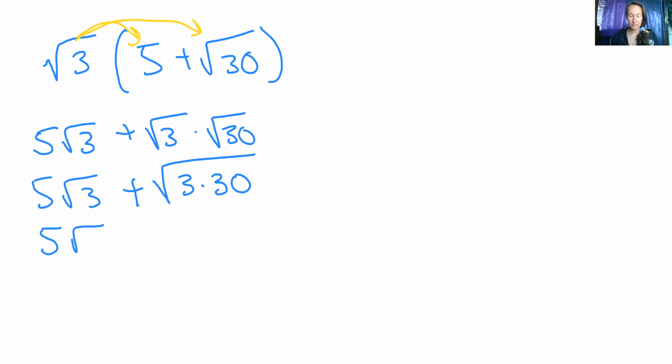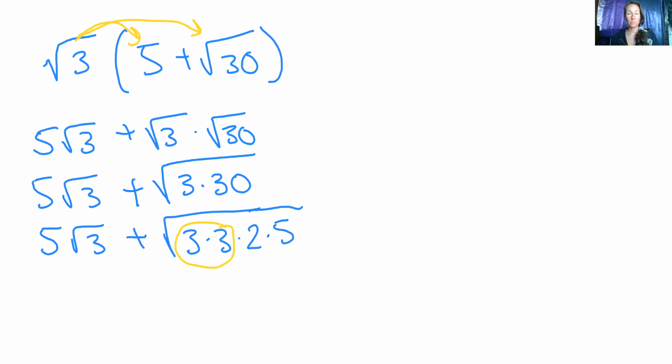So we've got 5 root 3. And then 3 times 30 is really 3 times 3 times 10. And 10 is 2 times 5. So we see right here, we actually do have two pairs, two identical factors. So we've got a square. That 3 times 3, we could call that a 3 squared. And we can pull that out of this square root. So this pair of 3s inside the square root is going to become a single 3 outside the square root. The 2 times 5 has to stay in as a 10.